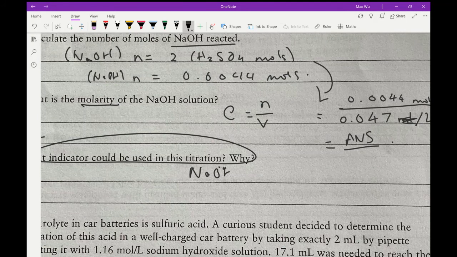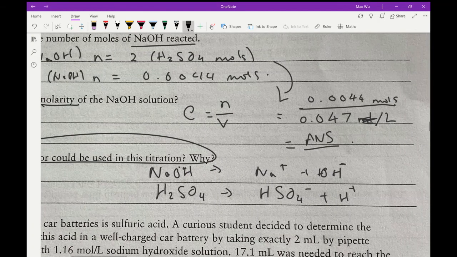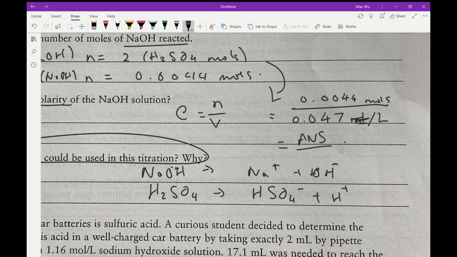NaOH would become Na plus and OH minus. H2SO4 would become, we know that it will become HSO4 minus plus H plus, right? So which one looks more dissociated to you? This one, right? Sodium hydroxide. And this one is not as dissociated.